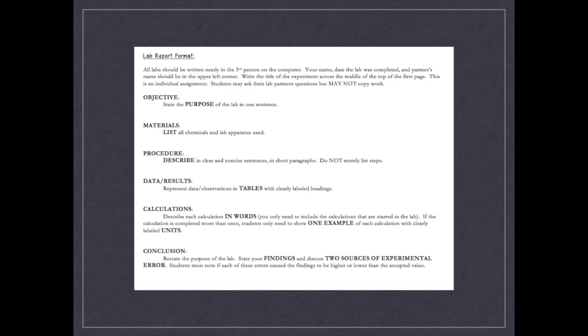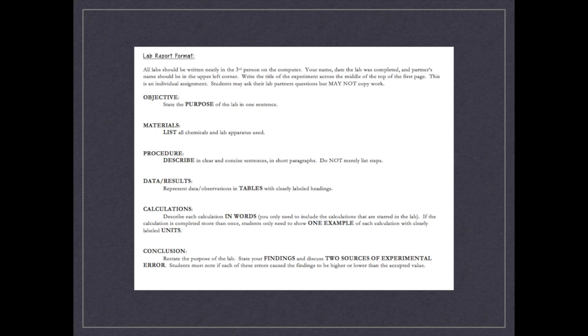First, you need to write an objective. You need to state the purpose of the lab in one sentence. This needs to be in your own words. Why did we do this lab? What was the purpose of it? For the materials, you're going to list anything and everything you used. Sometimes what I note you use, maybe you didn't even use, so don't include that. Then, in a couple of quick paragraphs, you're going to describe what you did.